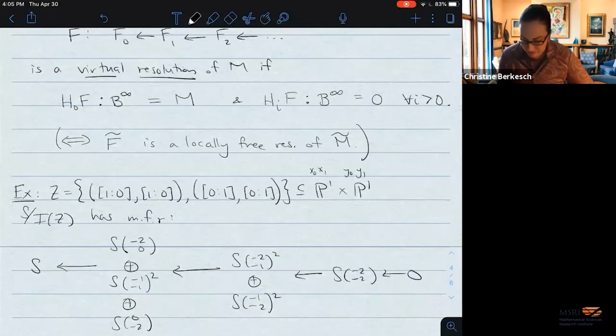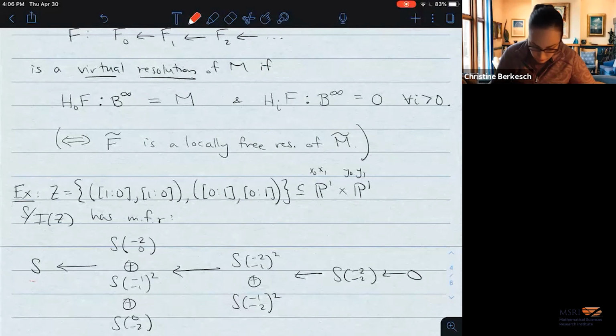And now from that, we can actually obtain a few different virtual resolutions. So we're allowing ourselves to have this irrelevant homology. So one of the things we could do is start taking our ideal, intersecting it with components of the irrelevant ideal, and then resolving those. And that gives us some nice complexes here.